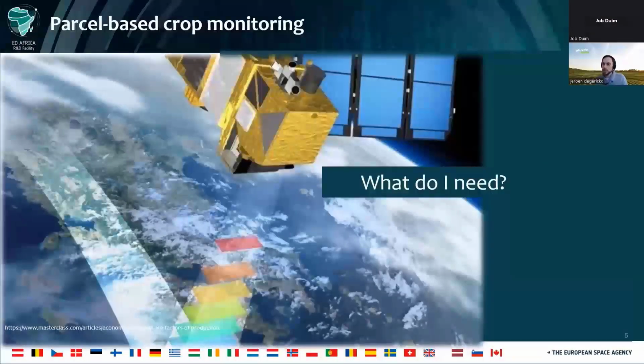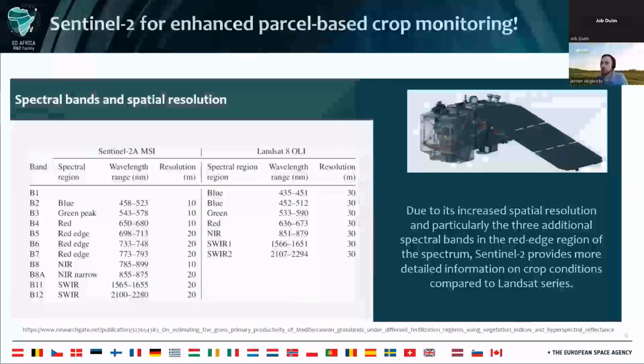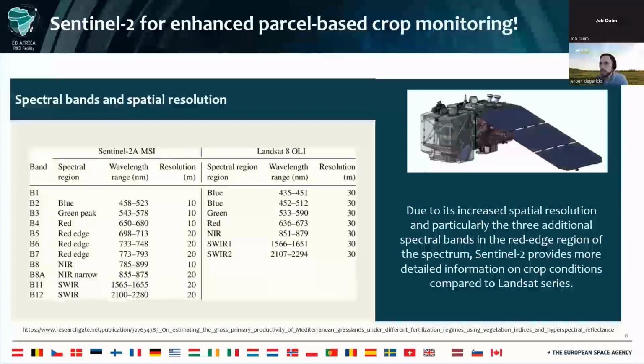So what do we need in order to monitor crop production at the parcel level? I want to start obviously with the satellite data itself. Sentinel-2 data is available from 2018 onwards, and that has really been a major game changer in our ability to monitor crops at the individual parcel level. Both in terms of the spectral resolution and the spatial resolution, it's a tremendous improvement compared to the Landsat satellites that were previously available.